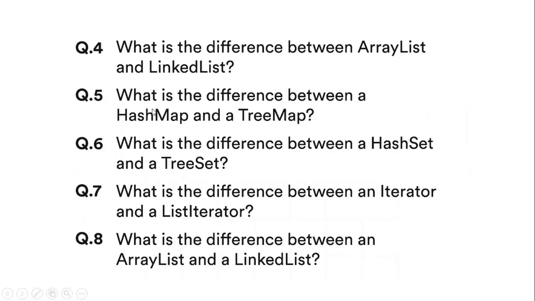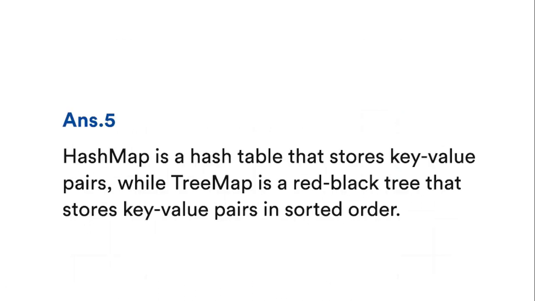Now, what is the difference between a HashMap and a TreeMap? Basically, a HashMap has hash keys and hash values. A HashMap is a hash table that stores key-value pairs, as I discussed today, while a TreeMap is a red-black tree that stores key-value pairs in sorted order. So you have to understand one thing.